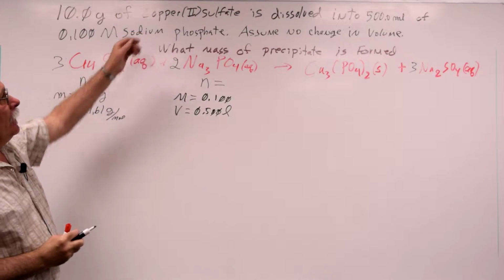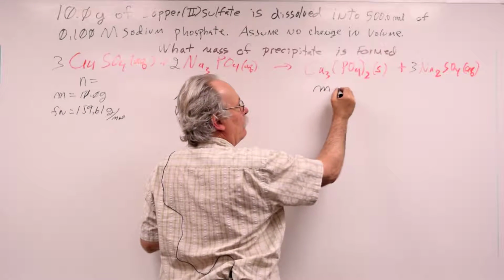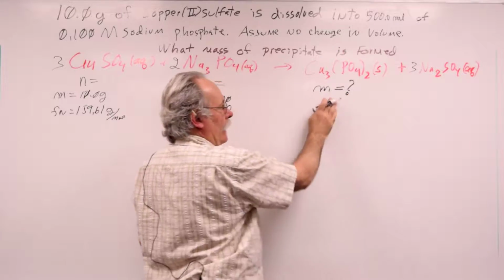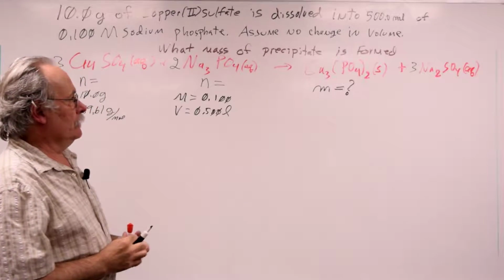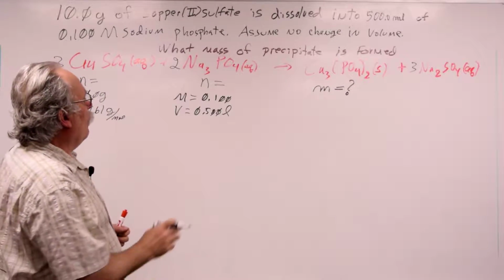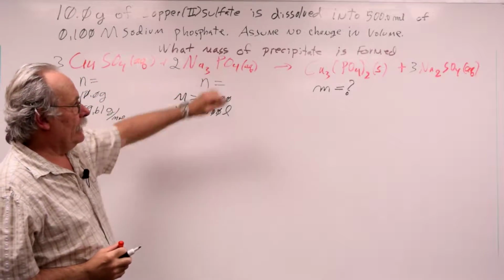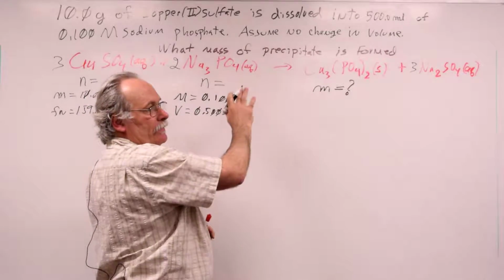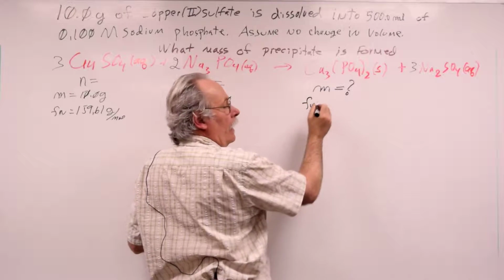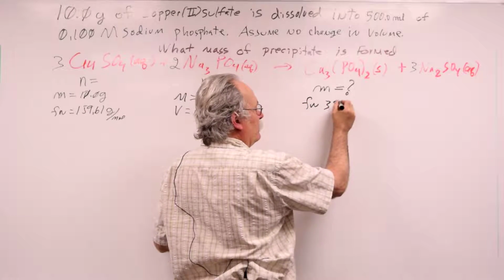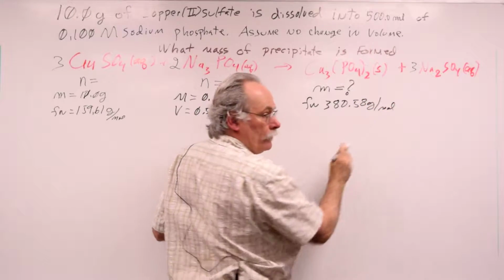Okay? Now, what else do I need to know? Well, what is the question? The question is the mass of the precipitate. So I often like to write what it is that I'm solving just to keep my eye on the target. What is the mass of the copper 2 phosphate? From the stoichiometric step, I'll be able to calculate the moles from the equation. So in order to go to that mass, I need its formula weight. The formula weight of the copper phosphate is 380.58 grams per mole. Okay?